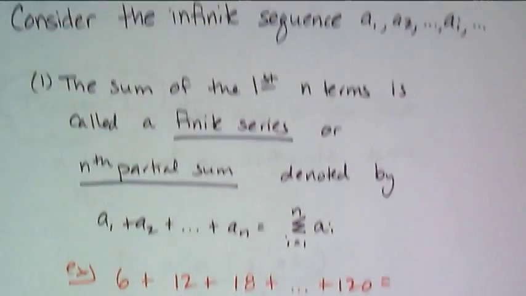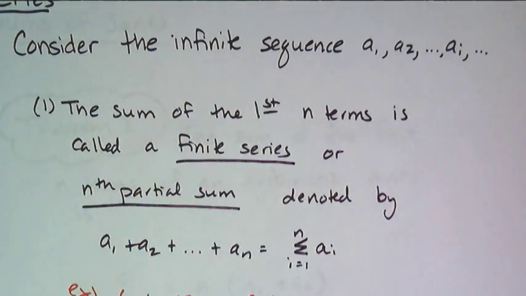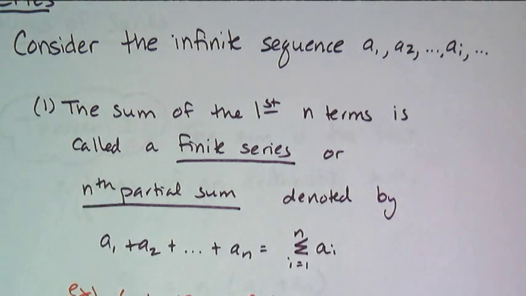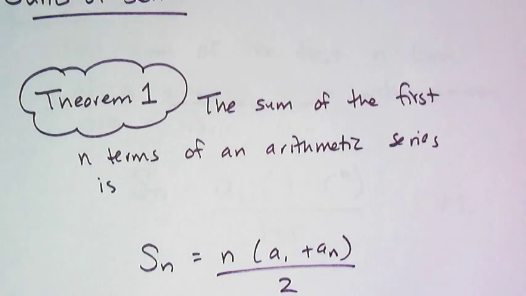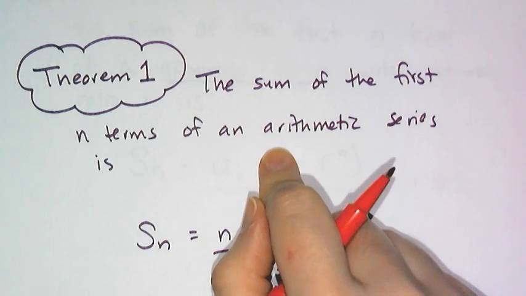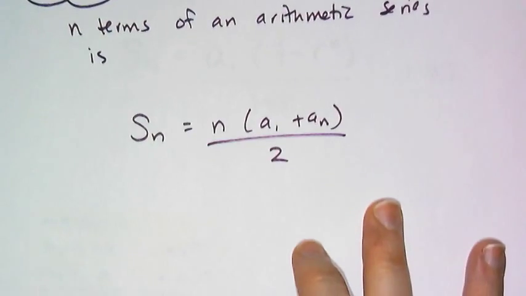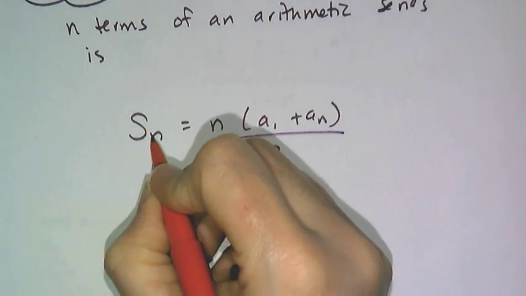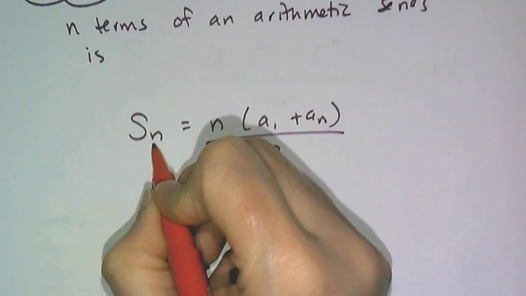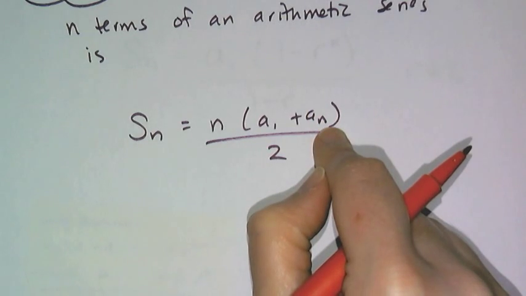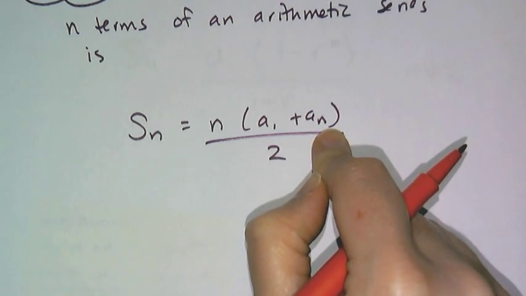Let's look at these finite series and some formulas that you need to know. So we're going to start with this theorem. It is for the sum of the first n terms of an arithmetic series. And sums, when not written in summation notation, are denoted with a capital S with a subscript n. So this is the sum of the first n terms of an arithmetic sequence, where a sub 1 is the first term and a sub n is the last term of that finite sequence.